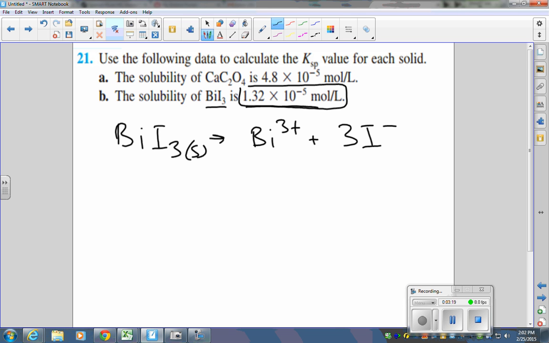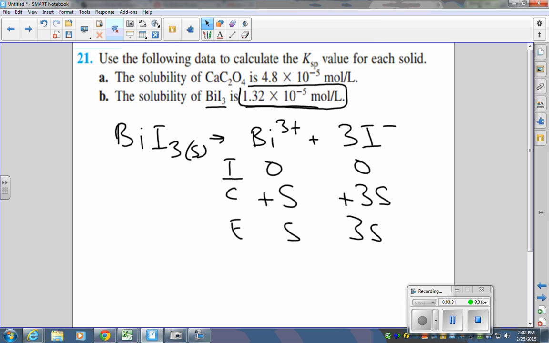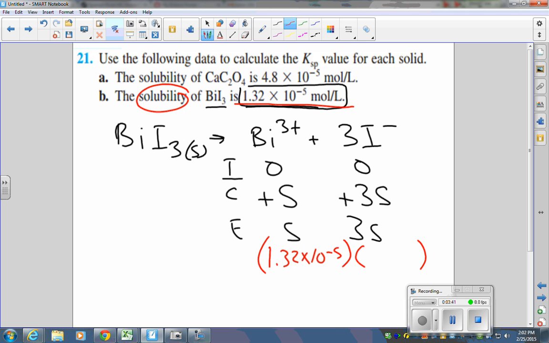When I do a mini ice table, this is what you have to pay attention to, because the ratios will mess people up. 0, 0, plus S, plus 3S. So I get S and 3S here. When they tell me the solubility is this, they're telling me S. So this is 1.32 times 10 to the negative 5th. When I need to get this value, I have to do 3 times that. So I multiply it by 3, and I end up with 3.96 times 10 to the negative 5th.